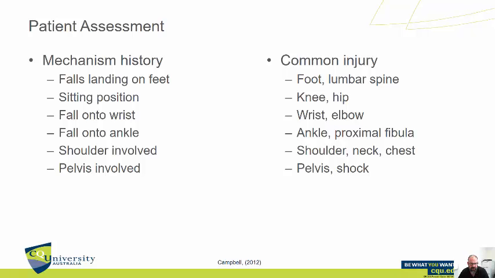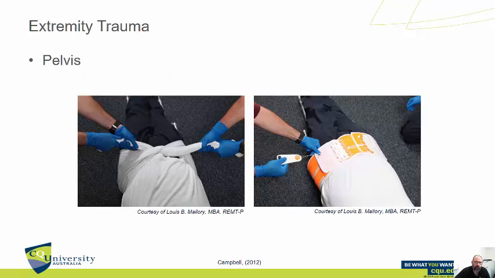Likewise, if a patient's in the seated position and they're involved in a motor vehicle collision, then you're obviously going to expect injuries from the knee, and that energy will transfer through the femur and into the pelvis, and then dislocate the femoral head from the pelvis. Okay, so consider those mechanisms of injury when you're dealing with extremity trauma.